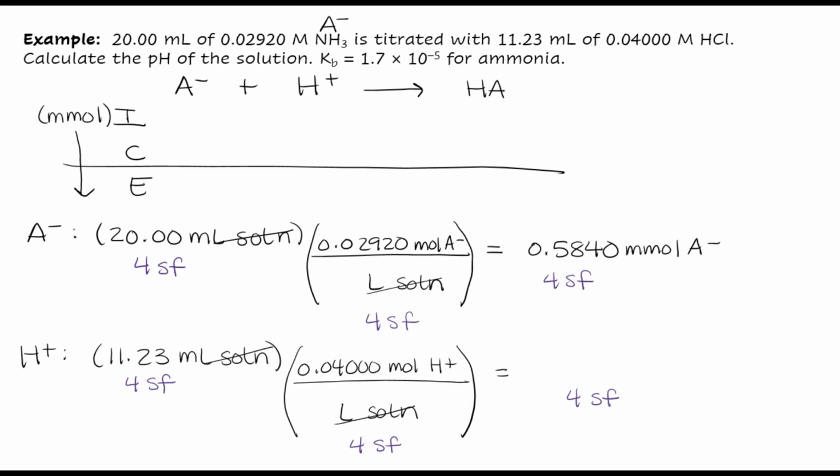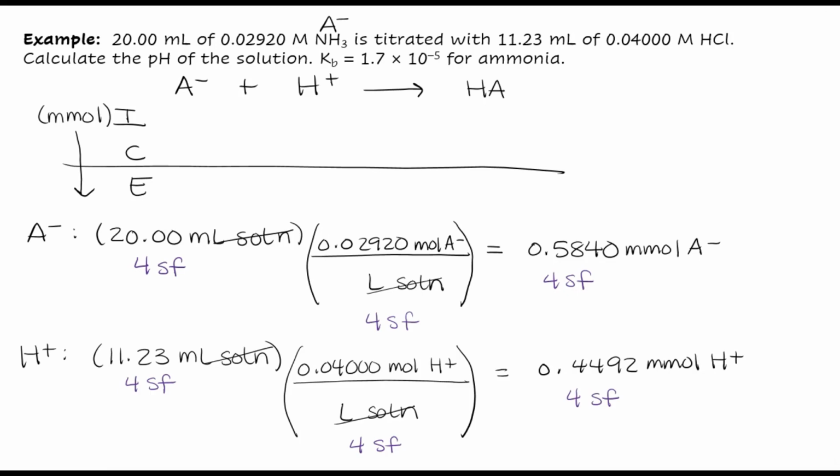Doing the math, 11.23 times 0.04000 rounded to 4 sig figs gives us 0.4492 millimoles of H plus. We can enter those values into our table.